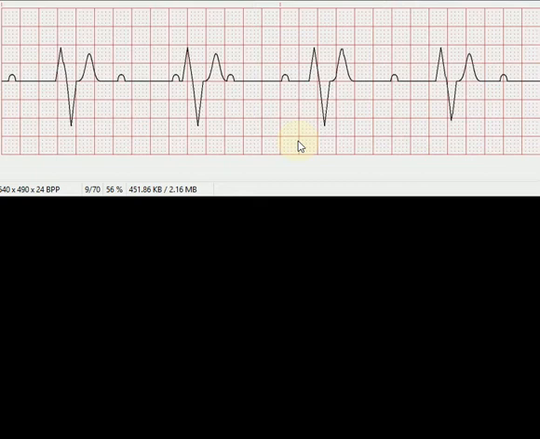So R to R, if I count this out, I've got 1, 2, 3, 4, 5, 6, just short of 7 blocks. 1, 2, 3, 4, 5, 6, just short of 7 blocks again. 1, 2, 3, 4, 5, 6, and just a little short of 7 blocks. So consistent, regular R to R. Regular R to R is a third degree block.